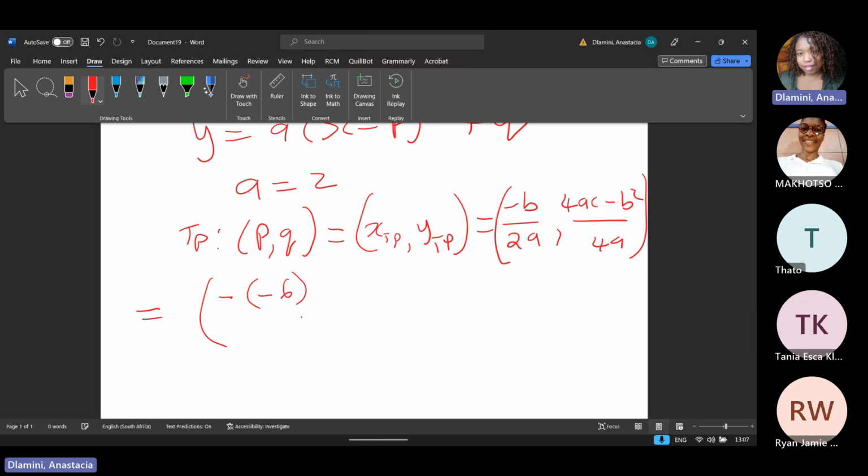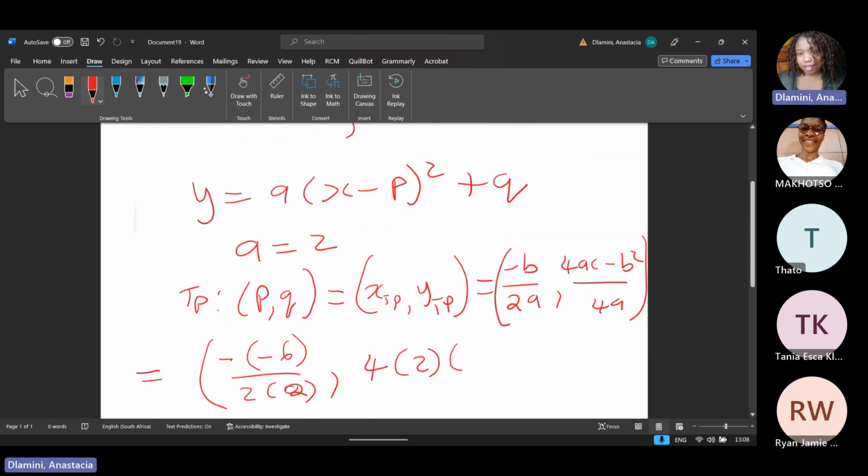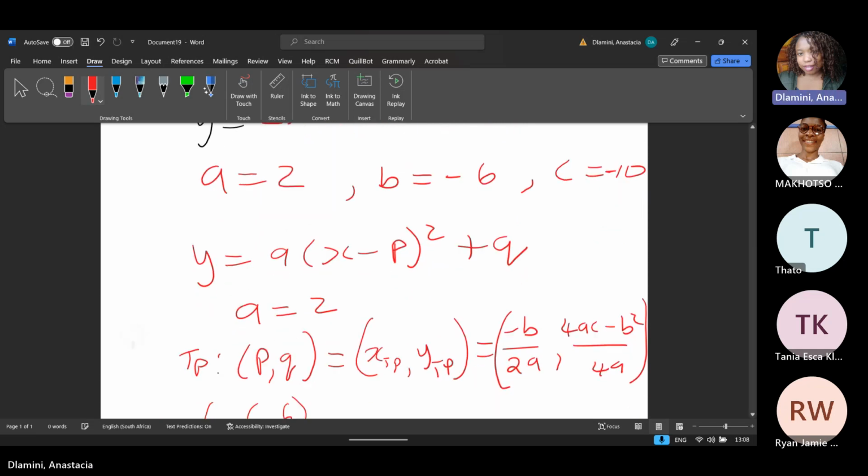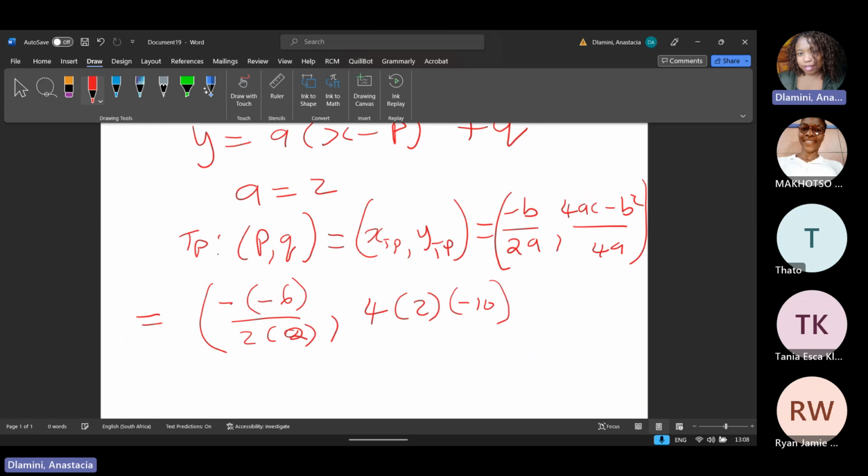So this becomes negative b, which is 6, over 2a. What is 2? 2 is a. What is a? a is 2. Then 4, a is 2. What is our c? Our c is negative. Is it -10? Yes, it's -10. Then you put -10 here. Then you go -6 squared over 4a. What is our a? Our a is 2.